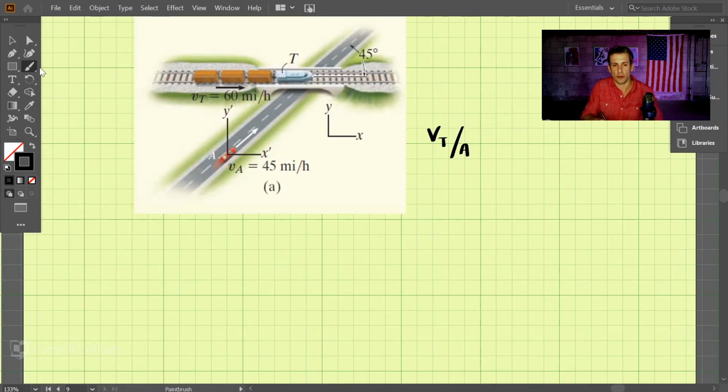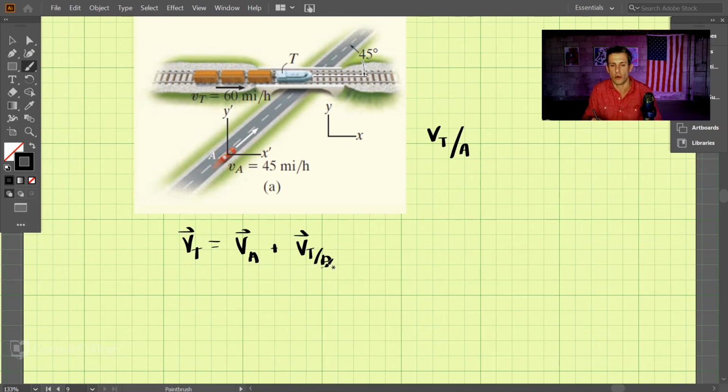We have a quick example here of a train and an automobile. The velocity of the automobile is 45 miles an hour at 45 degrees, right here. And the velocity of the train is 60 miles an hour horizontal here. And we're looking for the velocity of the train with respect to the automobile. All right, so let's write out the equation. We have the velocity of the train is equal to the velocity of the automobile plus the velocity of the train with respect to the automobile.